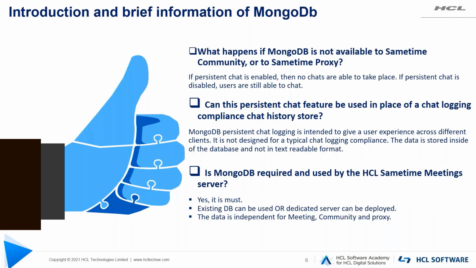So what will happen if MongoDB is not available for community and proxy? Let's consider you have enabled the persistent chat feature and, due to any mishap, MongoDB becomes unavailable. Then chat functionality will not work. And apart from that, your meeting functionality will be impacted, because all the data related to chat logging and meeting rooms are stored in MongoDB.